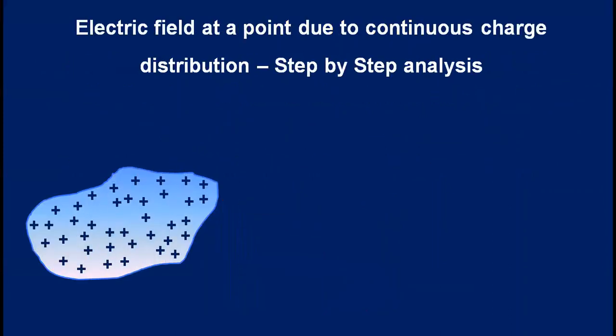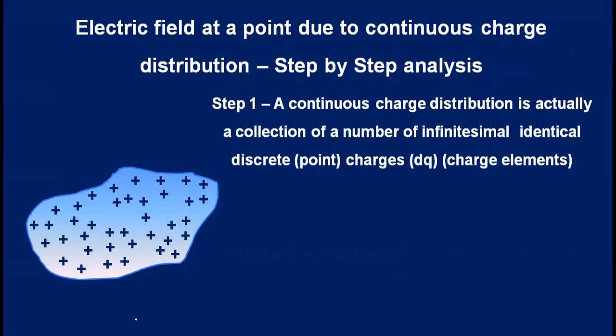Okay. Now we will analyze 3 steps in determining electric field due to continuous charge distribution. Let me consider I have a body here which is distributed with charges in a continuous manner. So we have a continuous charge distribution over this body. Now to find electric field at a reference point, first step, we have to imagine the continuous charge distribution to be a collection of a number of infinitesimal identical discrete charges or point charges, each of magnitude dq. Infinitesimal means very small, nearly equal to 0.